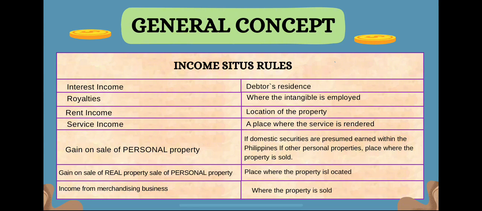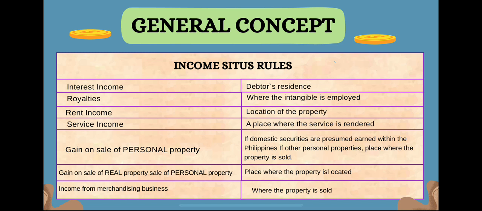For the income situs rules, we have 7 types. First is the interest income. Its situs of taxation is the debtor's residence, meaning the interest income will be taxable based on the debtor's place or location. For example, the creditor is living in America, but the debtor is living in the Philippines, so the interest income is collected within the Philippines and it will be taxable within the Philippines.